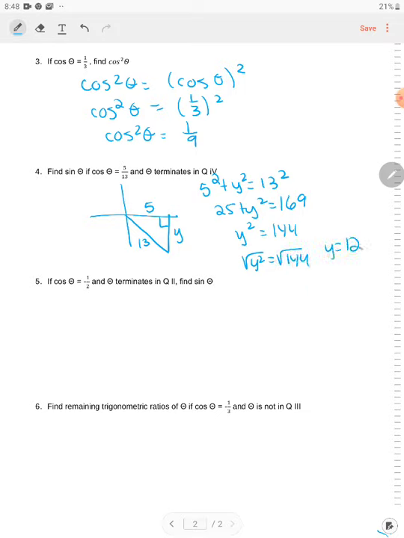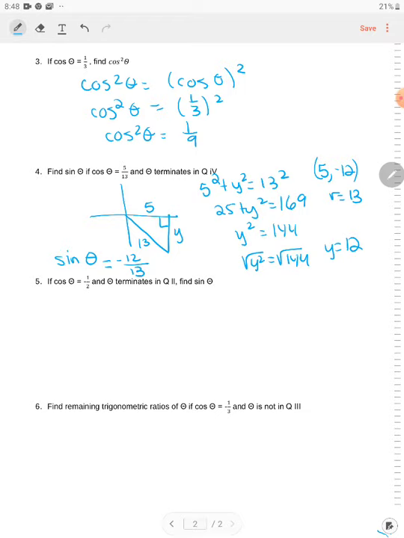But I want to remind you that in quadrant 4, sine is negative. So your x value is 5, y is negative 12, your r is 13. So again, by what we learned last time, in terms of x, y, and r, sine of theta is equal to y over r. So sine of theta is equal to negative 12 over 13.